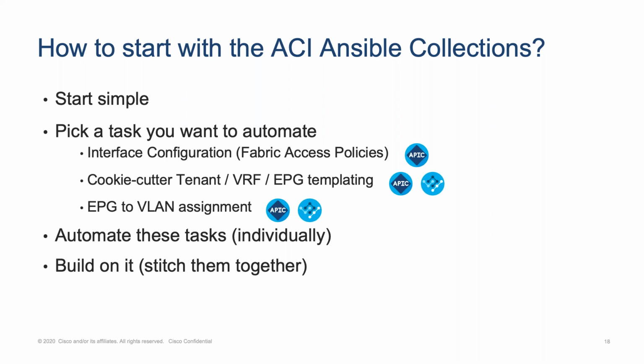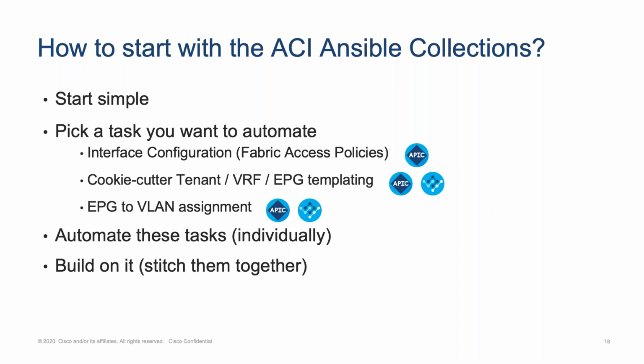So my big comment is that you should start simple. Like don't try to automate the moon first. Just pick one task that you want to automate. What we have seen customers generally want to do is repetitive tasks, right? So interface configuration, if you want to configure a ton of interfaces the exact same way, that's one way on APIC. Another way is to build cookie cutter templates, like a tenant, a VRF, or an EPG, which are some of our constructs, and you want to replicate that for 10 customers or 10 different divisions in your company. This is a very easy way in there.